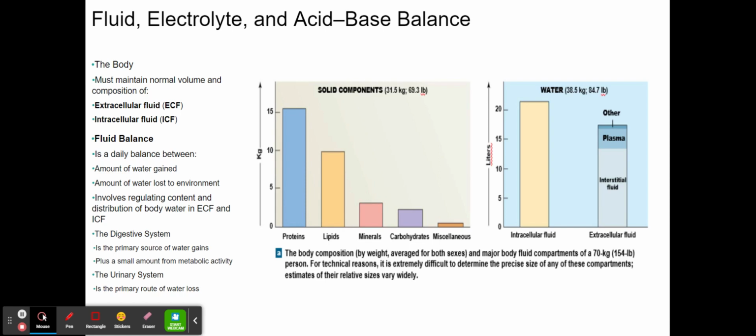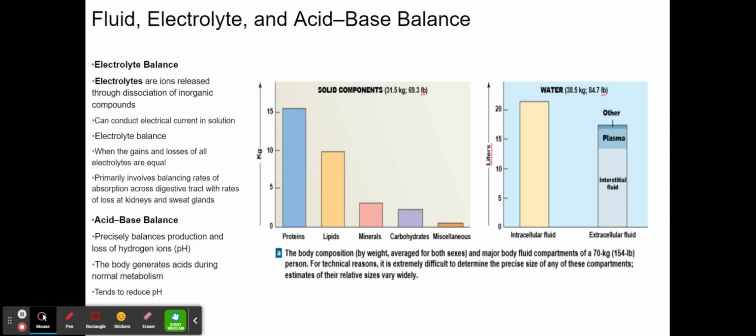You're in fluid balance when the amount of water that you gain each day is equal to the amount of water that you lose to the environment. The maintenance of normal fluid balance involves regulating the content and distribution of body water in the ECF and the ICF. The digestive system is the main source of water gains. Metabolic activity generates a small amount of additional water. The urinary system is the primary route for water loss under normal conditions. Sweating can become important when body temperature is elevated. Although cells and tissues cannot transport water, they can transport ions and create concentration gradients that are then eliminated by osmosis.